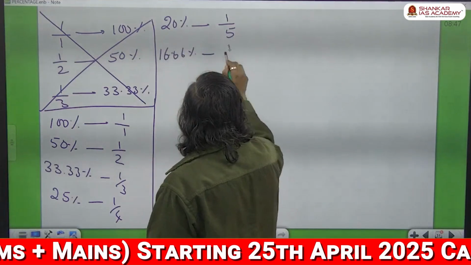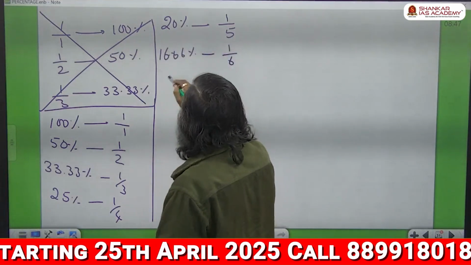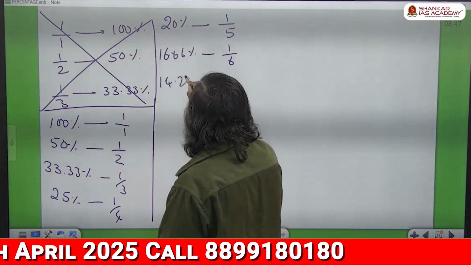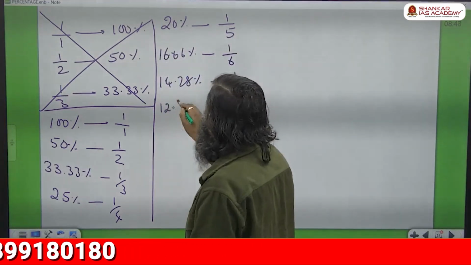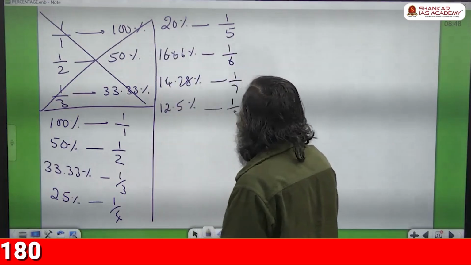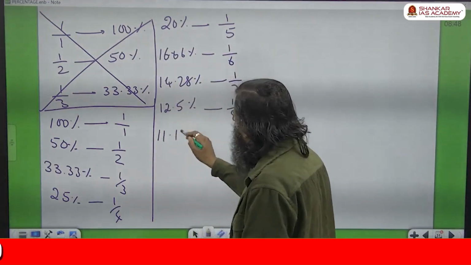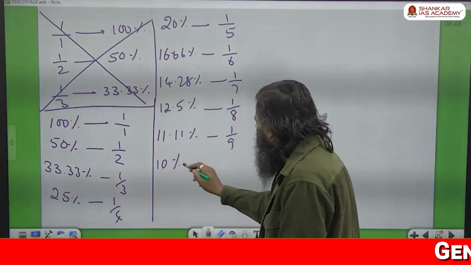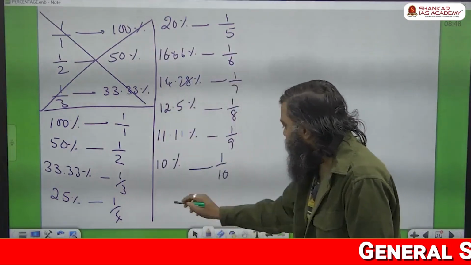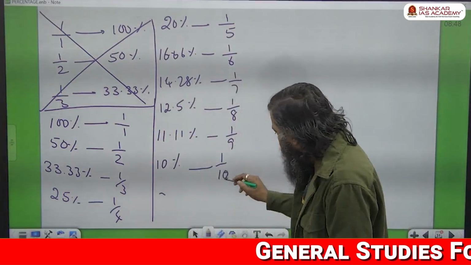16.66%, what will you get? 1 by 6. Understand this? Then 14.28%, 1 by 7. 12.5%, 1 by 8. 11.11%, 1 by 9. 10%, 1 by 10. Understand? 1 by 10.